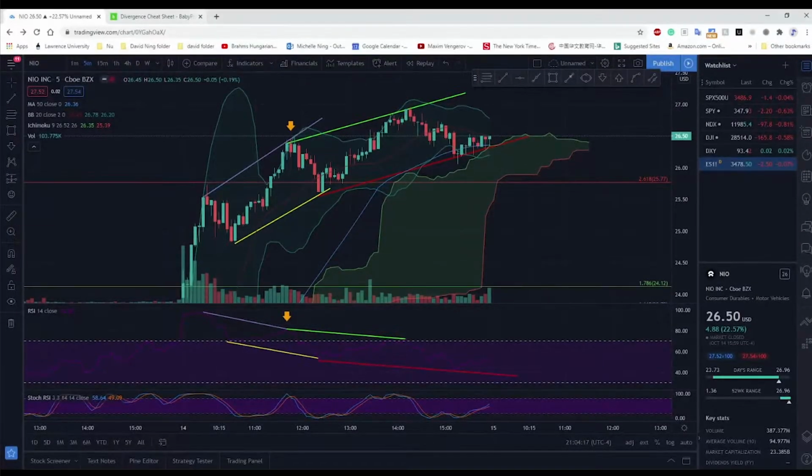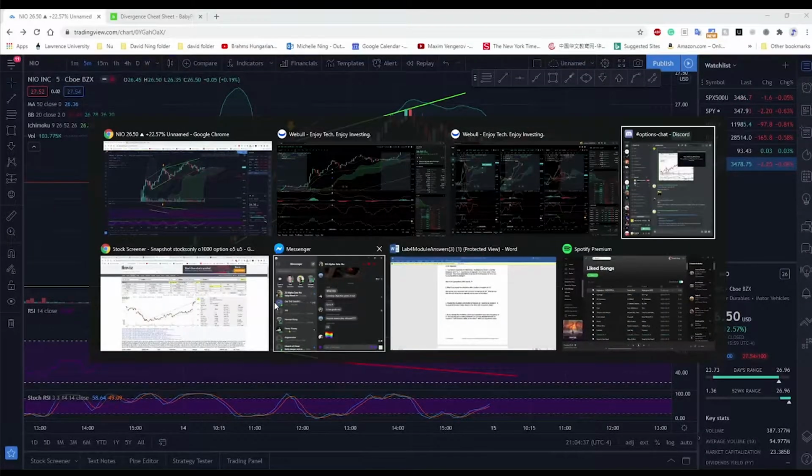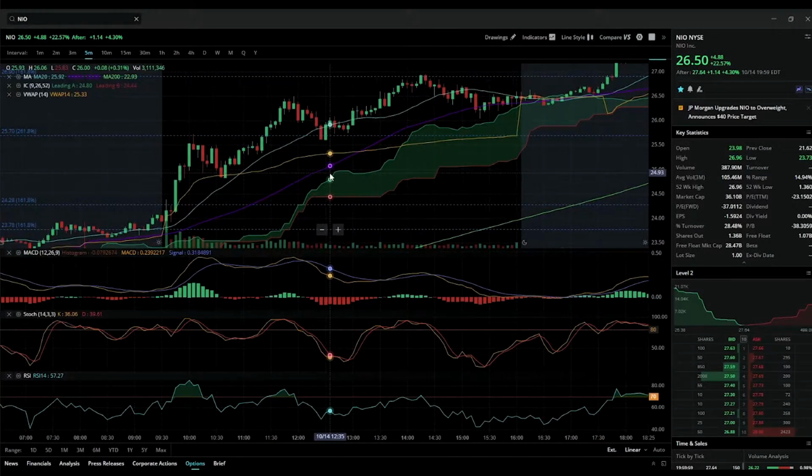And let me see if I can pull my other one out. Give me a second. All right, so this might look better. Let me just, how do we switch this? All right, there we go. So you can also see the divergences here too.